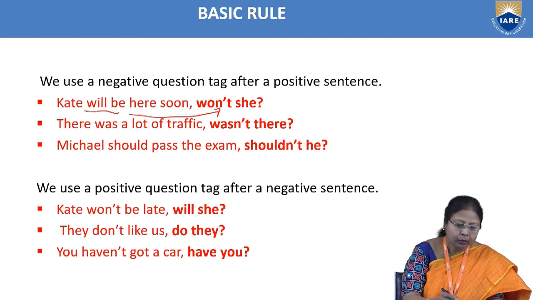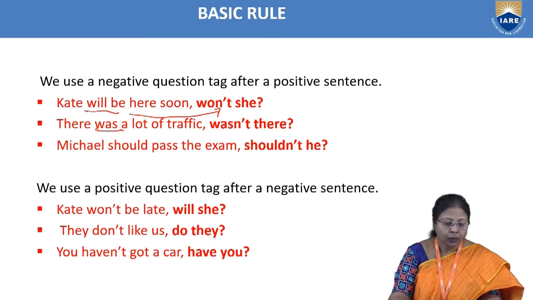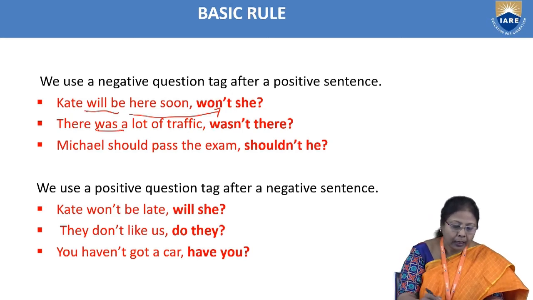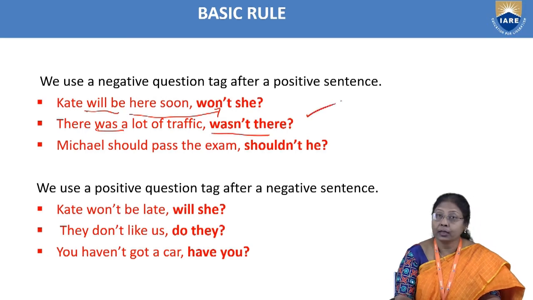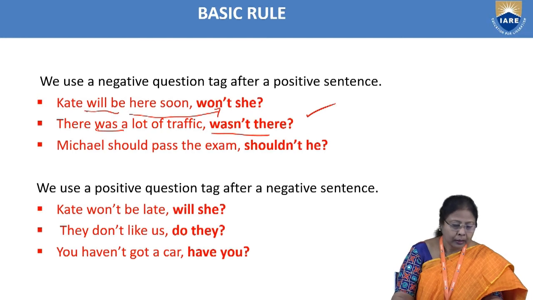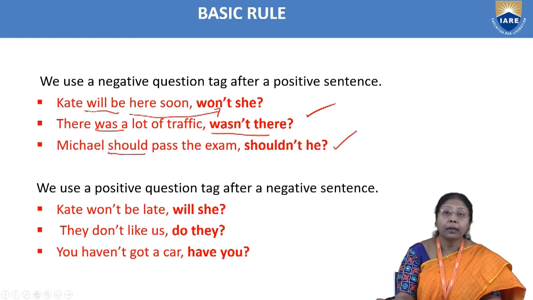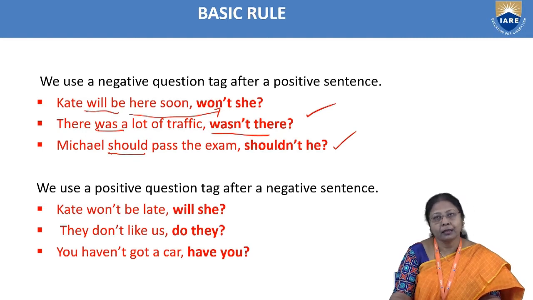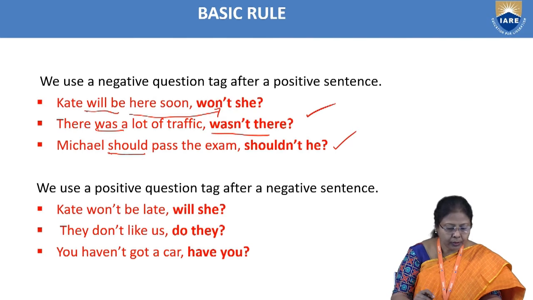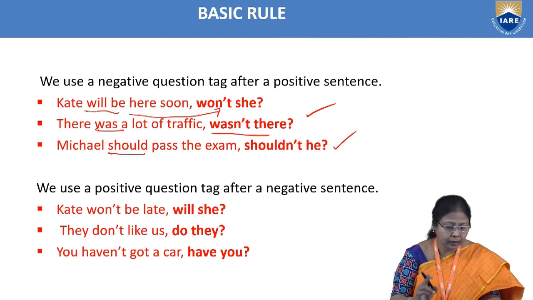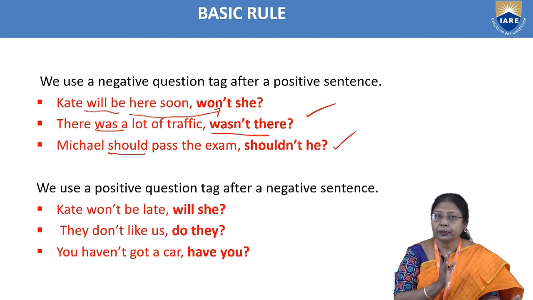Next, there was a lot of traffic. Was is an auxiliary verb. As this is a positive sentence, we have to take a negative question tag: wasn't there? Then the third sentence, Michael should pass the exam. Shouldn't he is the question tag, that is, a negative question tag. Now the remaining sentences are positive question tags, but the statements are negative.